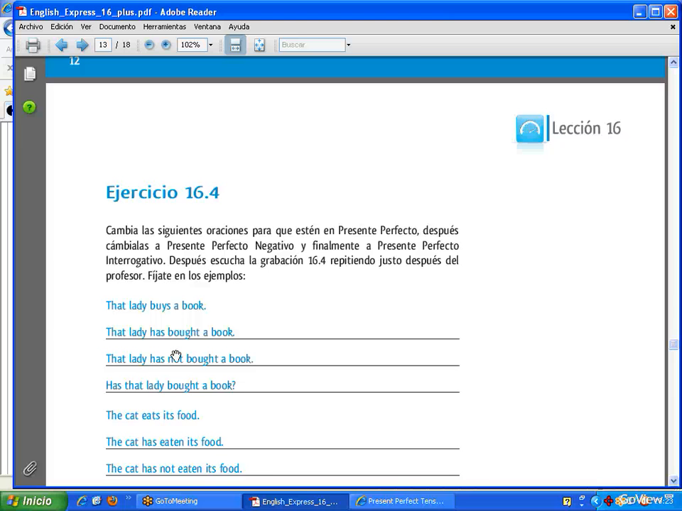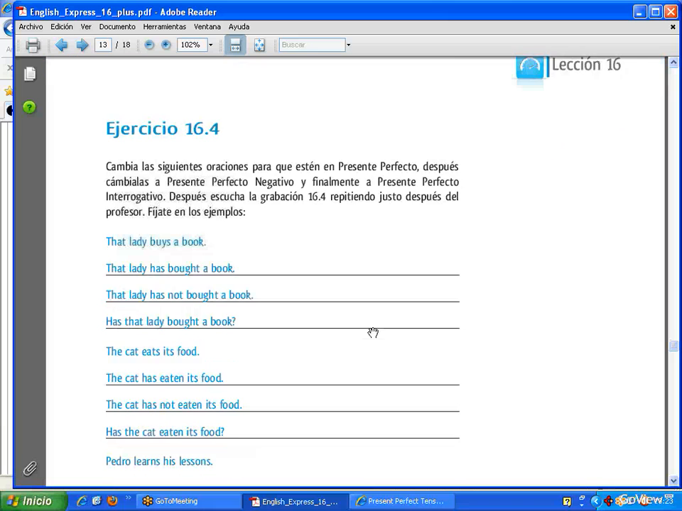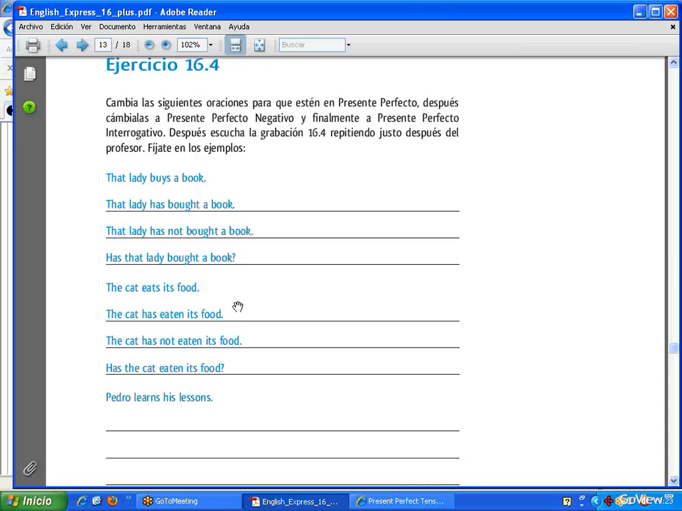So we're going to do the same thing. The cat eats its food. We're going to change it to the cat has eaten its food. So what we're doing here, bought. Okay. Past participles. Has the cat. It has eaten. Okay. She has bought. Pedro has learnt his lesson.